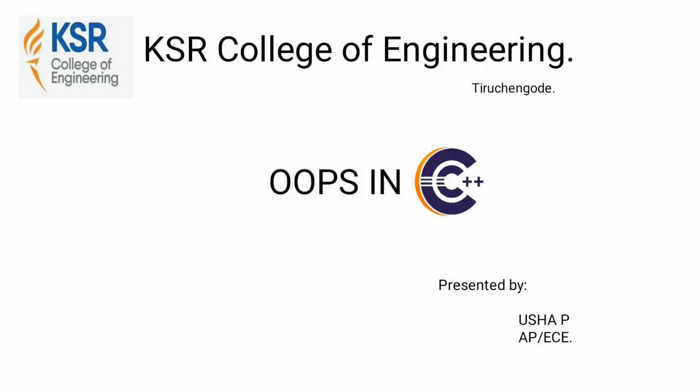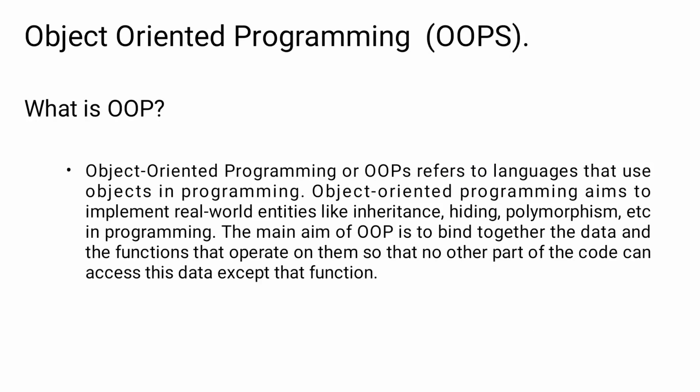Hello everyone. In this video, we discuss the concept of object-oriented programming in C++. Object-oriented programming, or OOPS, refers to languages that use objects in programming. Object-oriented programming aims to implement real-world entities like inheritance, hiding, polymorphism, etc. in C++ programming.